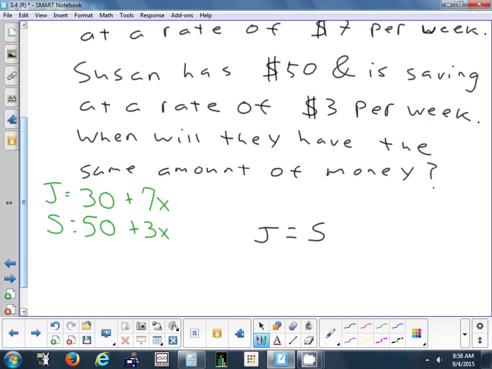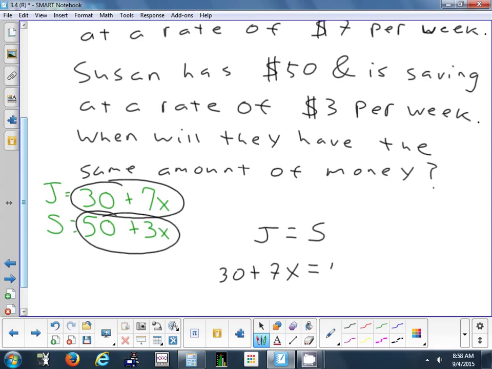Okay? What's our expression for Jane? What did Mr. Wright come up with for the formula? 30 plus 7x. No, 30 plus 7x is Jane, right? Yeah. Jane is 30 plus 7x. Okay, somebody else. What's our formula for Sue? Caitlin? 50 plus 3x.